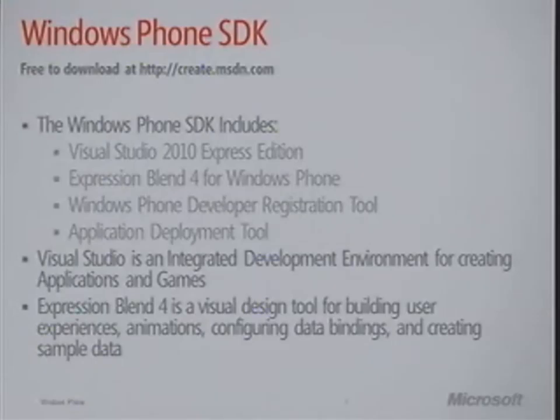So the SDK itself, you can download from create.msdn.com. The SDK includes Visual Studio 2010 Express, Expression Blend for Windows Phone, Windows Phone Developer Registration Tool, so you can actually register your device, be able to do sideloading of applications, and the application deployment tool that allows you to deploy XAP files directly to the device or to an emulator. You can also deploy code from Visual Studio or Expression Blend into either one of those scenarios. We'll go into that at the end of this talk. So Visual Studio, that's the IDE for development, and Expression Blend is more on the designer side.